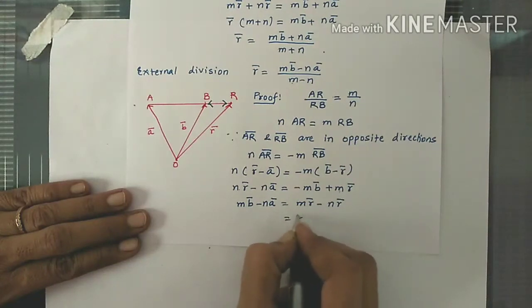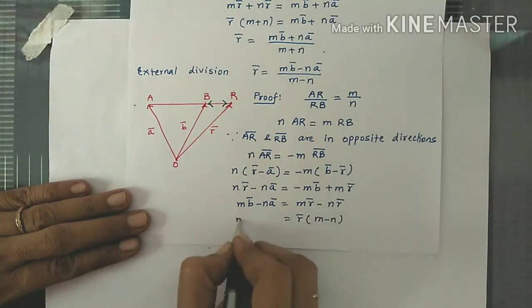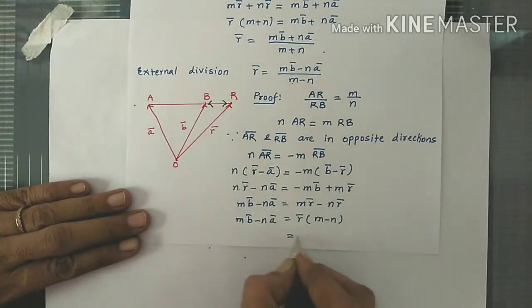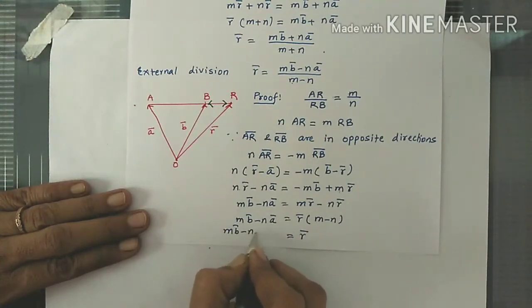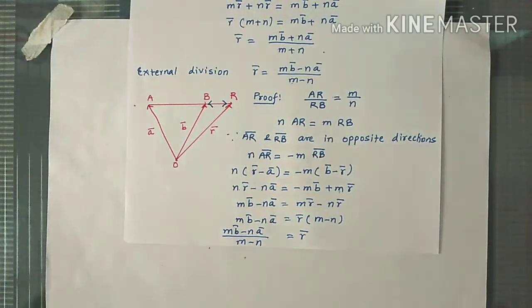So we can take r bar common into m minus n, and in the left hand side we have m B bar minus n A bar. So r bar becomes now m B bar minus n A bar upon m minus n, which is the section formula for external division.